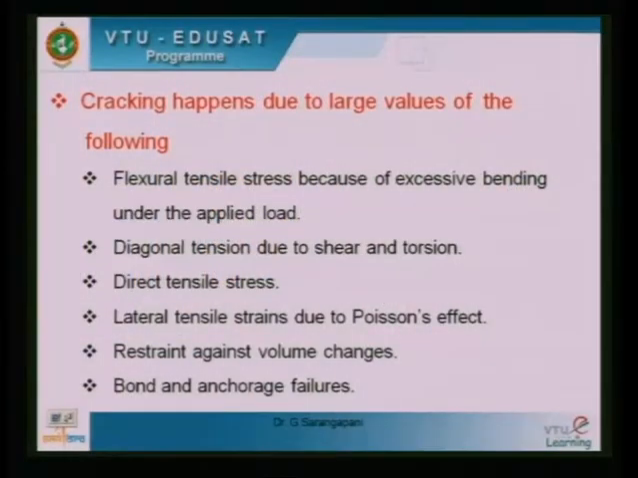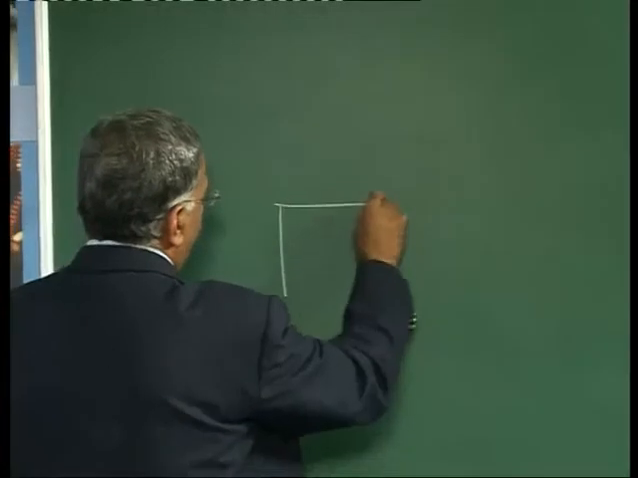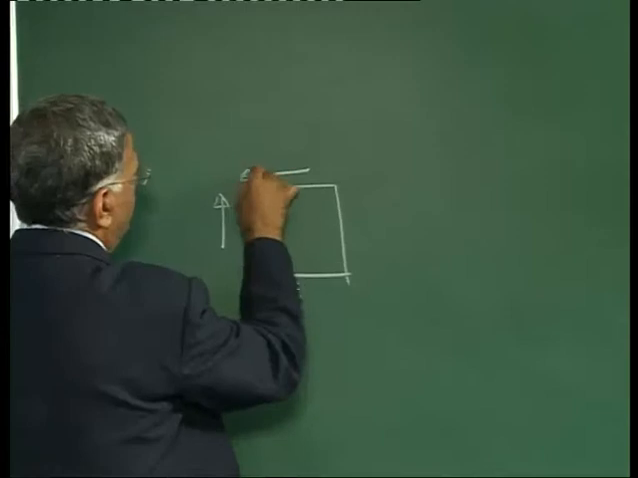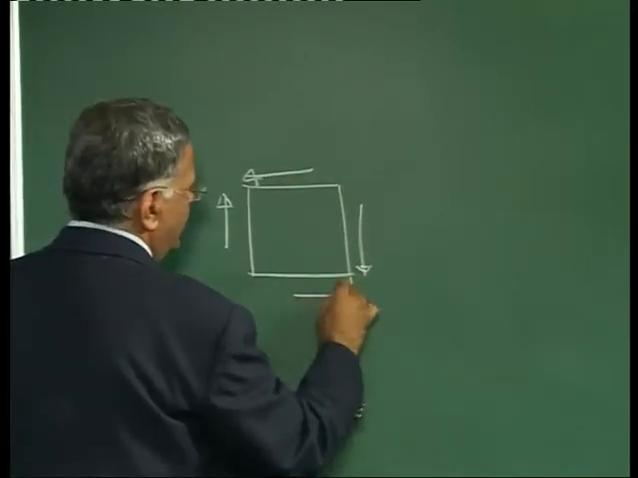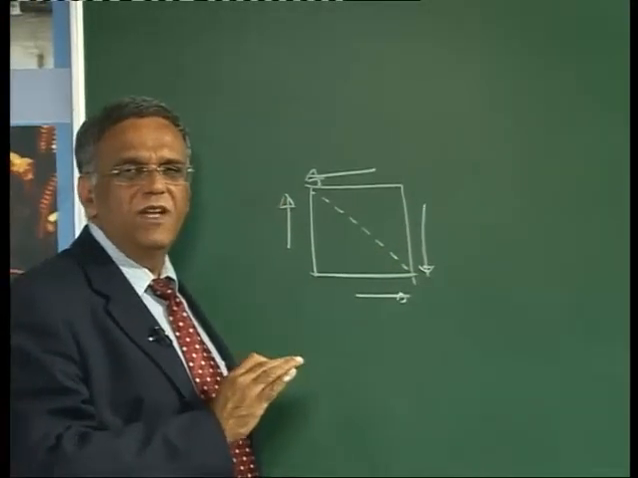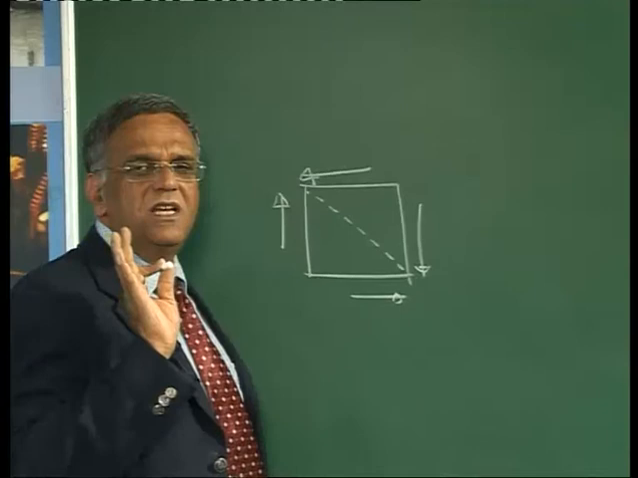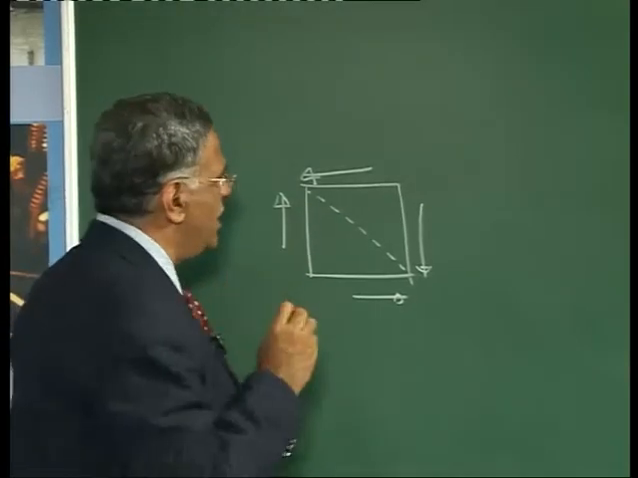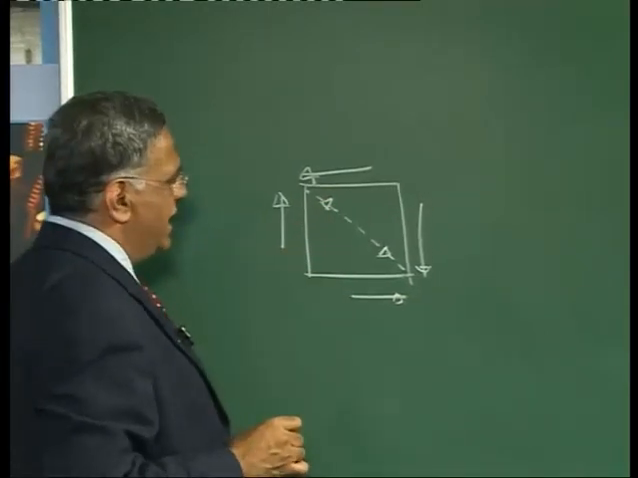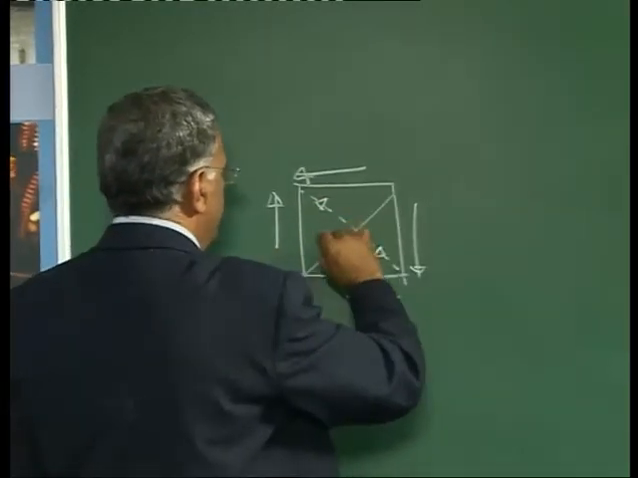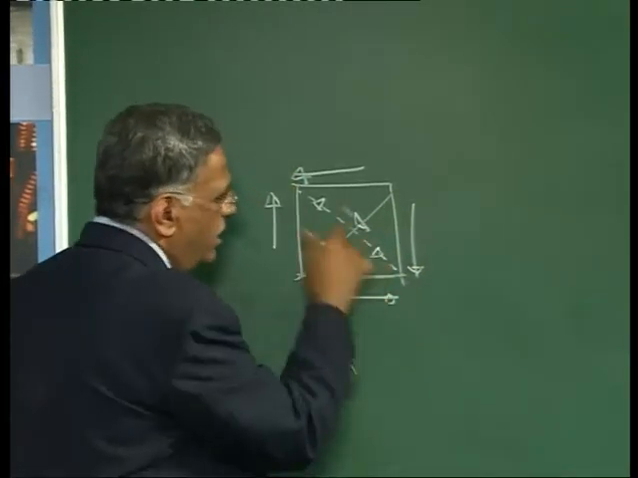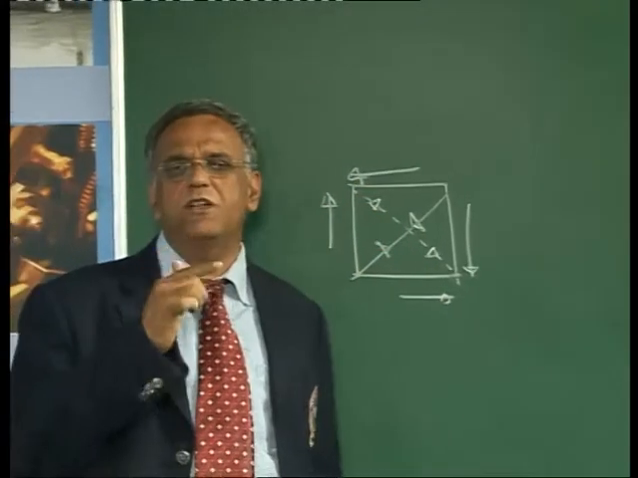You might have studied this in your strength of materials, where any small element like this, if it is subjected to pure shear like this, will have diagonal tension. This diagonal tension also causes cracks. So any pure shear will give rise to tension along one of the diagonals. In the other direction there will be compression. So as far as cracking is concerned, we are worried about this diagonal tension which develops because of the shear or torsion.